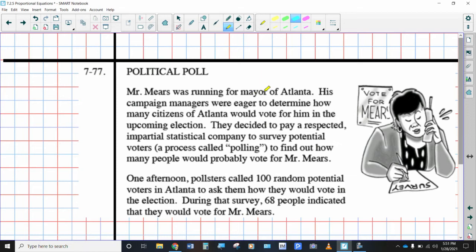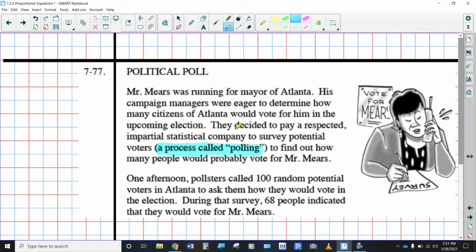So Mr. Mears was running for mayor of Atlanta. His campaign managers were eager to determine how many citizens of Atlanta would vote for him in the upcoming election. They decided to pay a respected, impartial statistical company to survey potential voters, right? So this is a process that we refer to as polling. And you may recall last year we were talking about different ways that you could get fair data, representative samples and whatnot, as it was related to probability, right? And so that's kind of what's happening here.